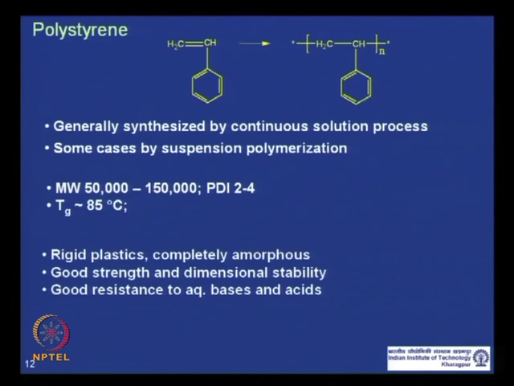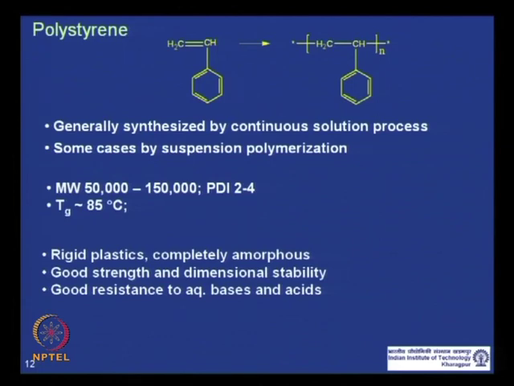So it cannot crystallize. If you want to crystallize a polymer, then you have to align the chains next to each other parallelly. If you have a rigid backbone, then it becomes very difficult. That is why polystyrene is a completely amorphous polymer. It has good strength and dimensional stability. It has an elongation of only 1 to 3%. It has very good resistance to aqueous bases and acids.